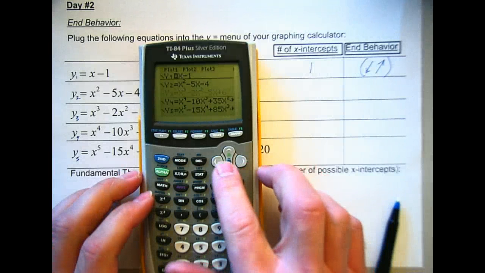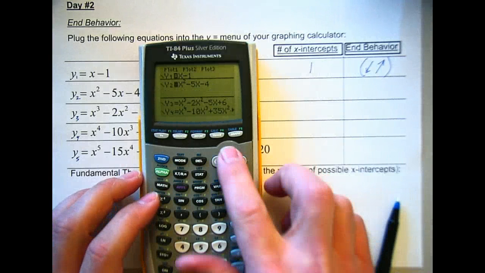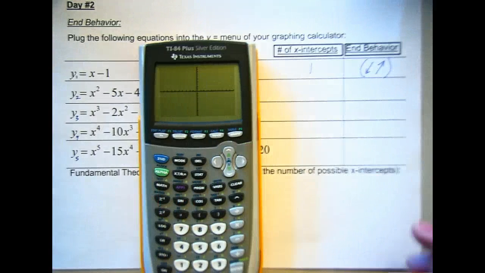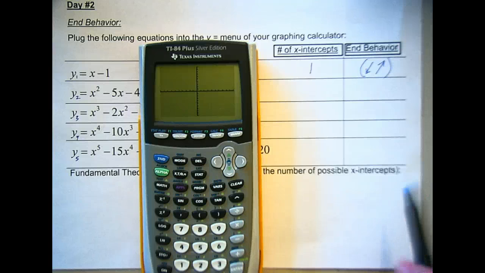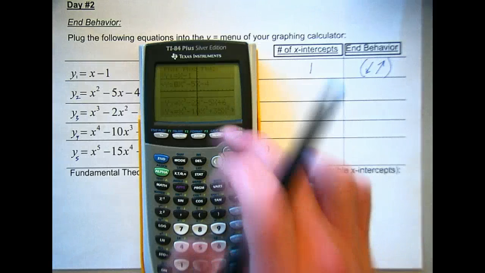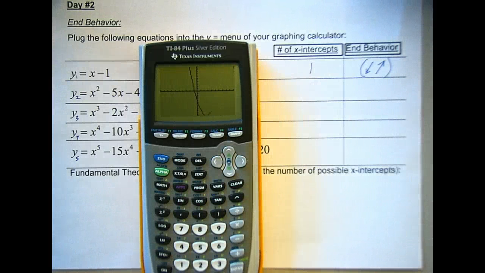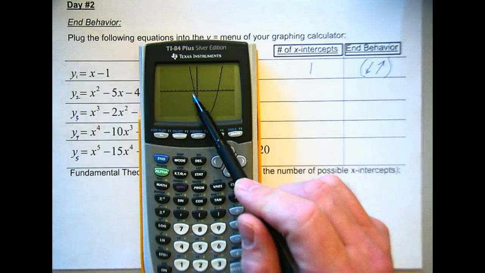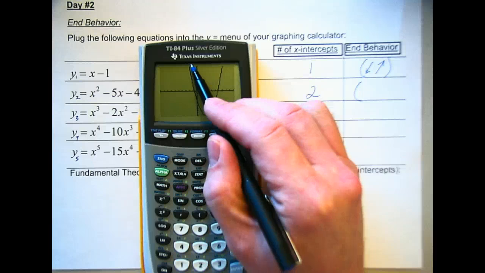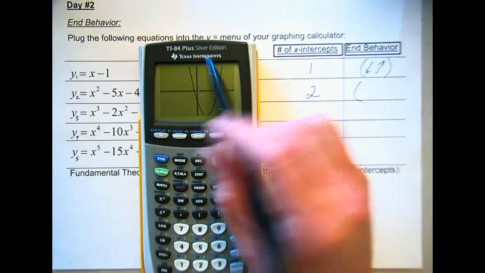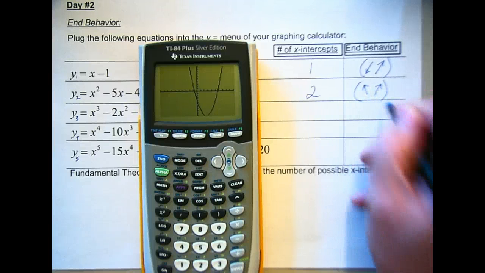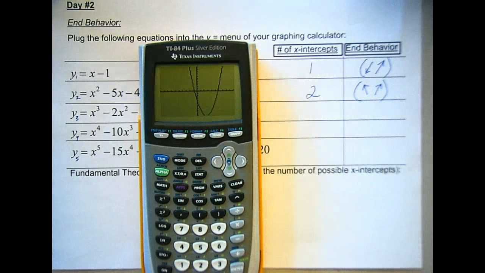I'm going to go ahead and move on to the second one, y sub 2. I'll turn off the plot y sub 1. When I graph y sub 2, it did not graph, which means I didn't turn it on. There we go. Looks like it crosses the x-axis once, twice. It starts at the top, ends at the top, so it has an end behavior of up and up. How many got that?